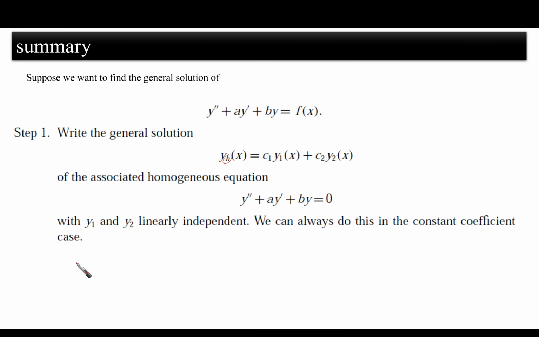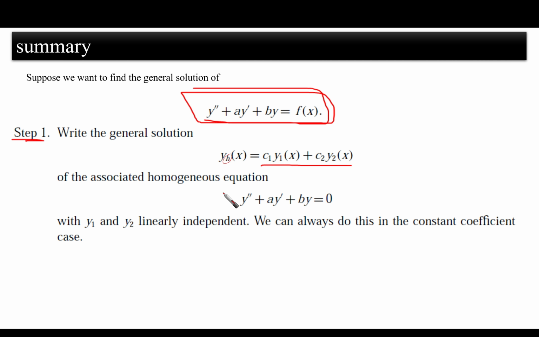Let's have a summary of what we have said today and put it as a strategy for the solution. Suppose we want to find the general solution of this equation. This is a very general non-homogeneous equation. First step, write the general solution for the homogeneous equation: y homogeneous of x equal to c1 y1 plus c2 y2. This is the solution of the associated homogeneous equation. Then we equate the characteristic equation with 0, and then we can find y1 and y2, linearly independent solutions.